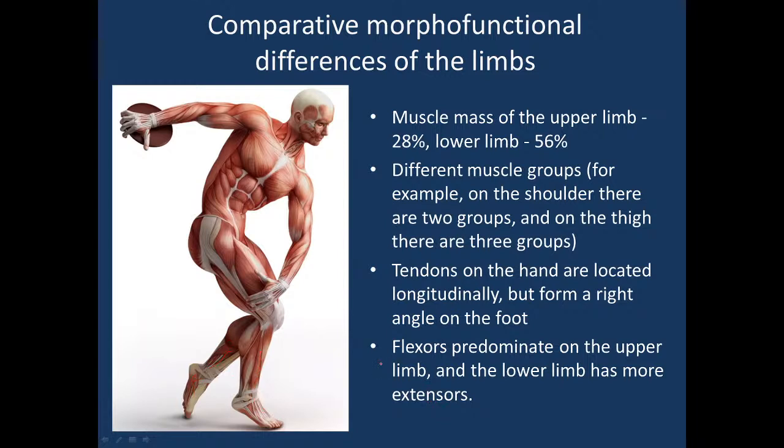An interesting fact is that on the upper limb we find mostly flexors, and they are stronger. But in the lower limb, usually extensors are stronger than flexors.